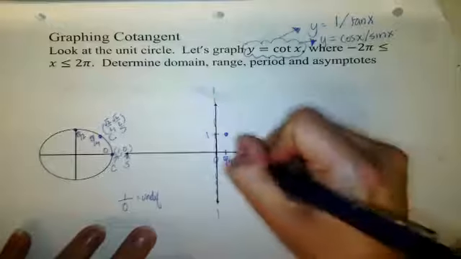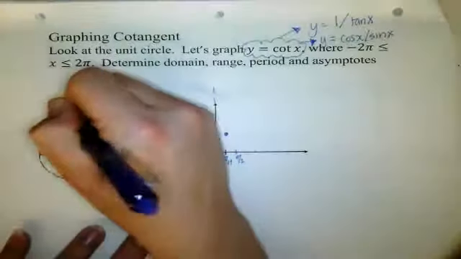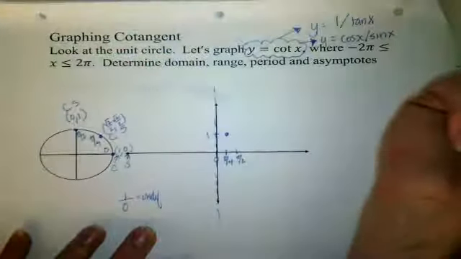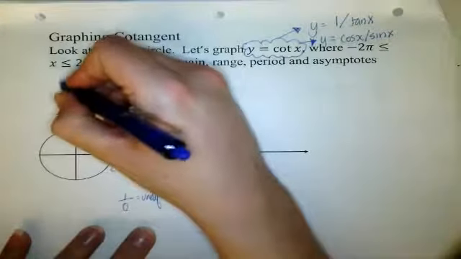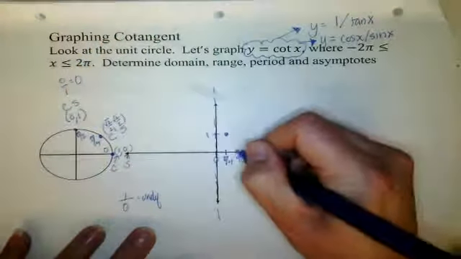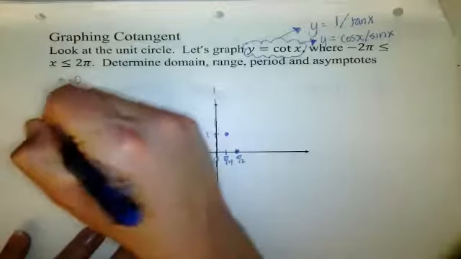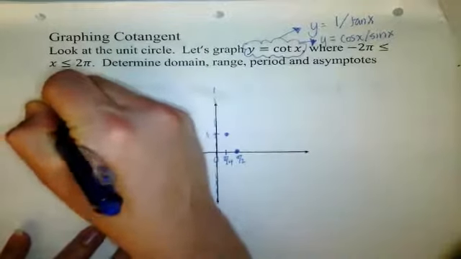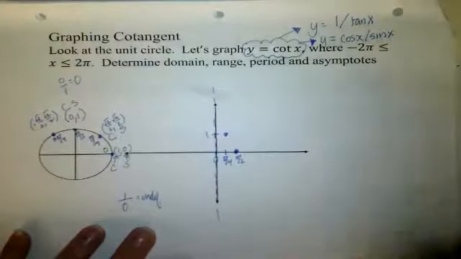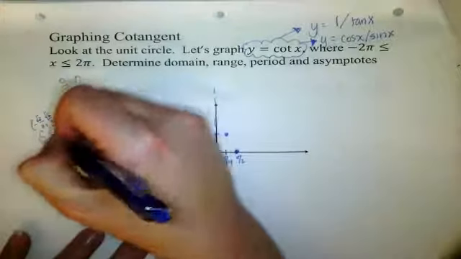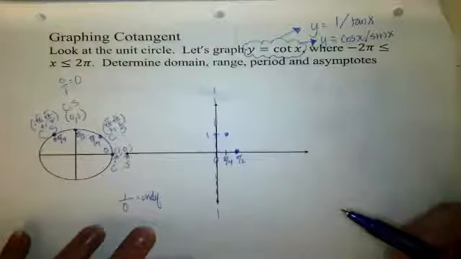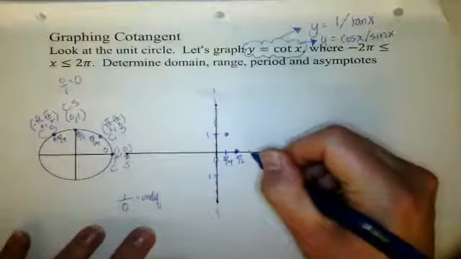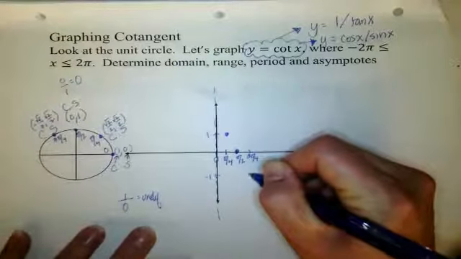At pi over 2, we have the ordered pair 0, 1. Cosine over sine would give us 0. So at pi over 2, it's 0. And let's see, at 3 pi over 4, we're at negative radical 2 over 2, radical 2 over 2. What's cosine over sine going to give you there? Negative 1. So at 3 pi over 4, we get negative 1.